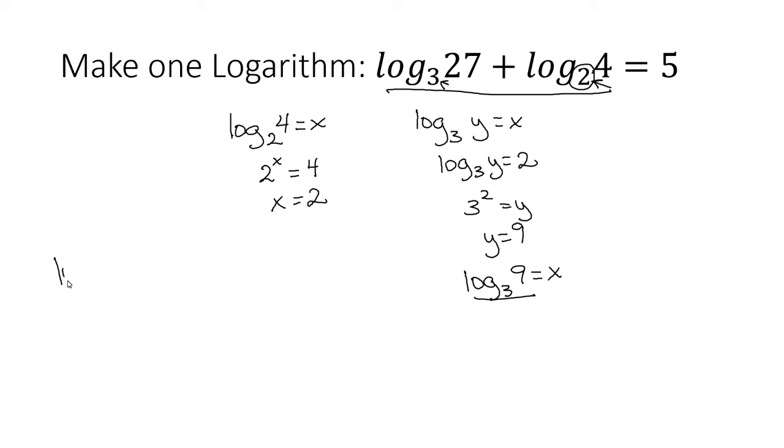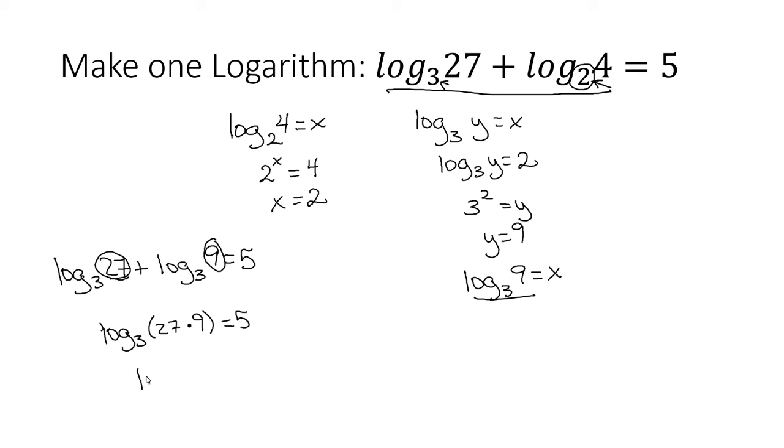Now since we have this as base 3, we can plug it back into this equation and make it one logarithm. So log base 3 of 27 plus log base 3 of 9 equals 5. Now we can put these in one log and just multiply them together. So log base 3 of 27 times 9 equals 5, and 27 times 9 is 243. So that's when you would need to change bases in a problem like that. So that is how you change bases of logarithms.